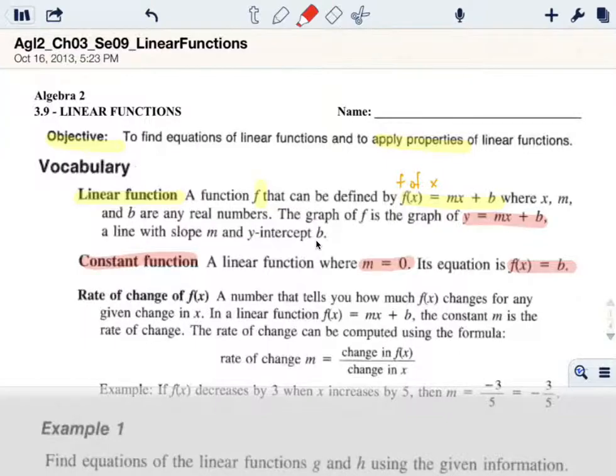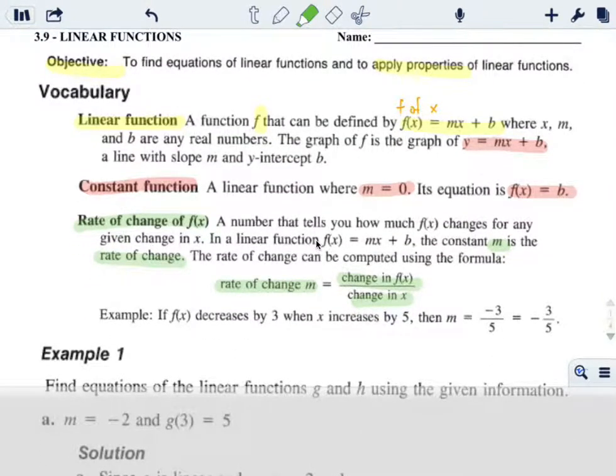Okay, now, rate of change. That is the same thing as your slope. It tells us how much f of x changes for any given change in x, and in the linear function, m is the rate of change. The rate of change can be defined as the change in f of x over the change in x. It is the same as your slope. So don't confuse that with something else.